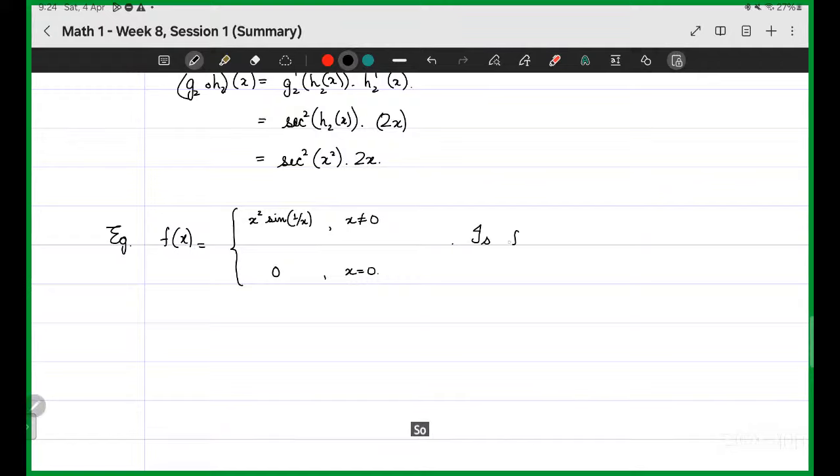So to check: is f differentiable at x equal to 0? If yes, what is f prime of 0?